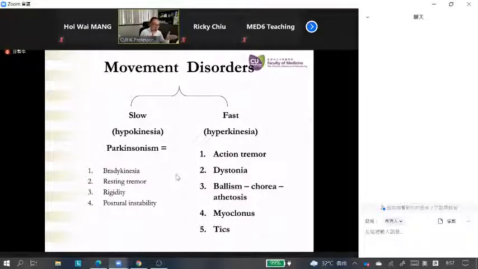Parkinson is the surname of James Parkinson, a physician who lived in London 200 years ago. He described a series of cases with very slow movement, with tremor, rigidity, and postural instability. So this word Parkinsonism, we refer to these four clinical features. Parkinsonism is a syndrome, versus Parkinson's disease, which is a disease, and there are other causes of Parkinsonism, which I will mention later. So I will first touch on the fast movement disorders.